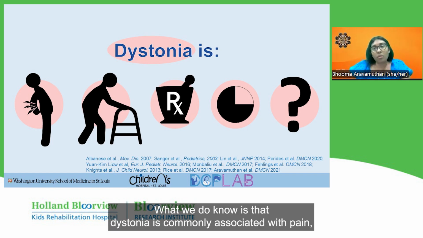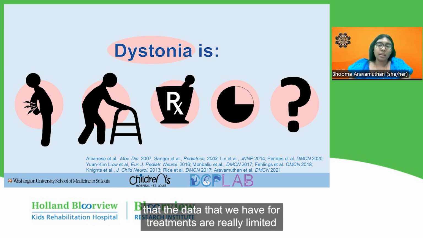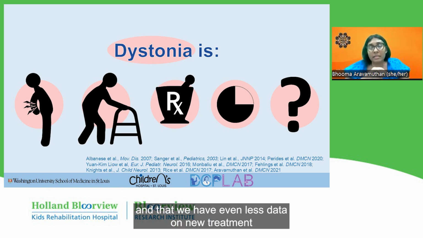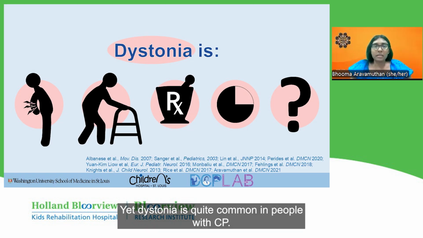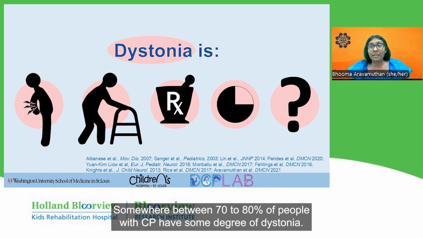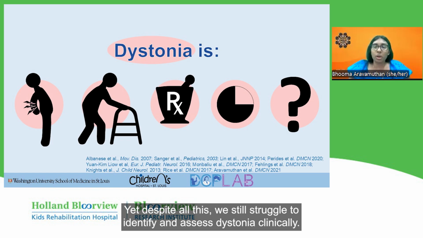What we do know is that dystonia is commonly associated with pain, commonly associated with gross motor functional limitation, that the data that we have for treatments are really limited, and that we have even less data on new treatment targets for dystonia specific to cerebral palsy. Yet dystonia is quite common in people with CP. Somewhere between 70 to 80% of people with CP have some degree of dystonia. Yet despite all this, we still struggle to identify and assess dystonia clinically.